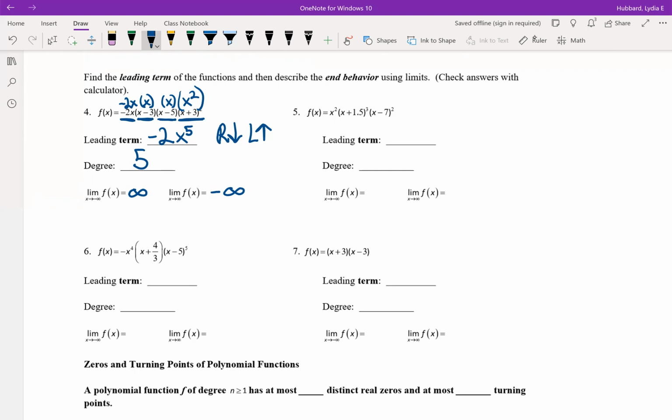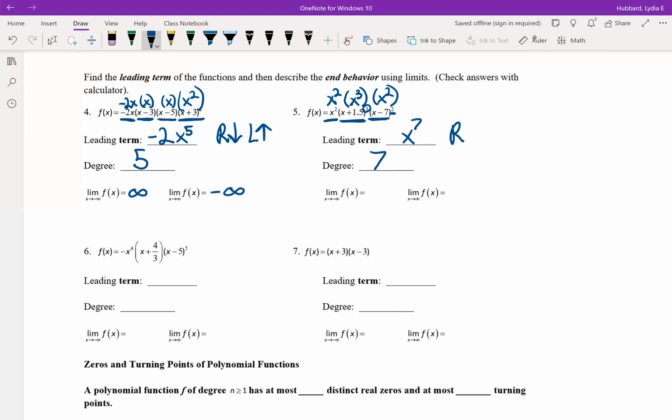Okay, so similarly with number 5, in our first term, we have an x squared. In our second term, the highest thing we could get is an x to the third. And in our third term, the highest degree we can get is an x squared. Okay, so I'll multiply all those together to get that my leading term is going to be x to the 7th, right? Because I'm adding all those exponents together. Because x to the second times x to the third times x to the second is x to the 7th. And so my degree is 7.